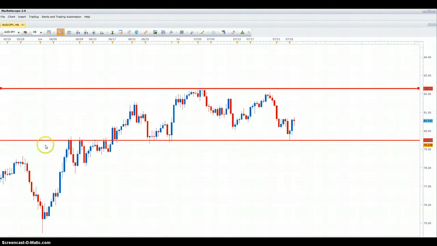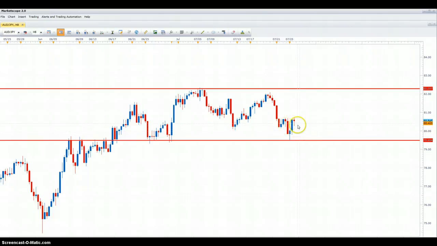Especially because this resistance area, support area that it's bouncing off of was a really good resistance area until it broke and then has been tested. So many times the areas that were former major resistance and now major support are the best levels to trade off of, and I think that's what we're seeing here.